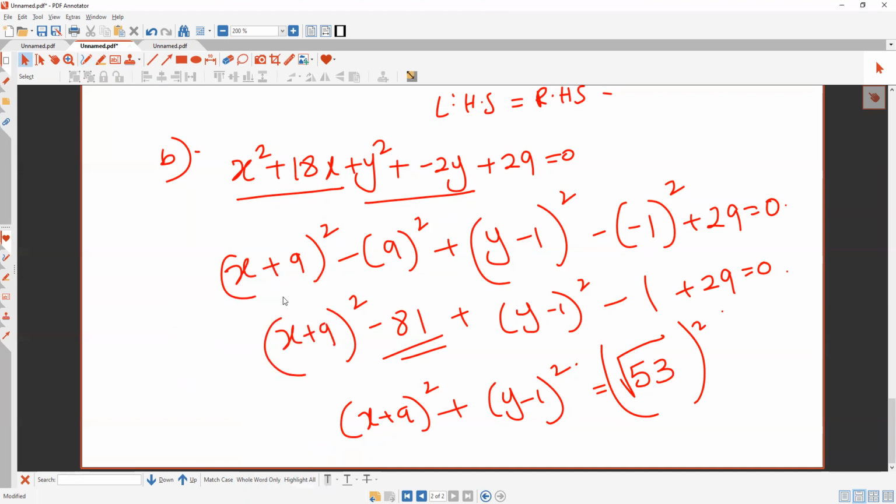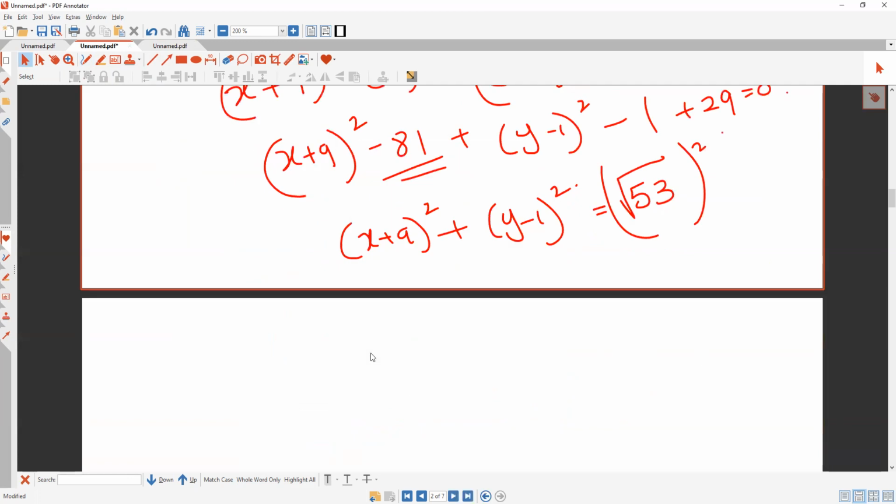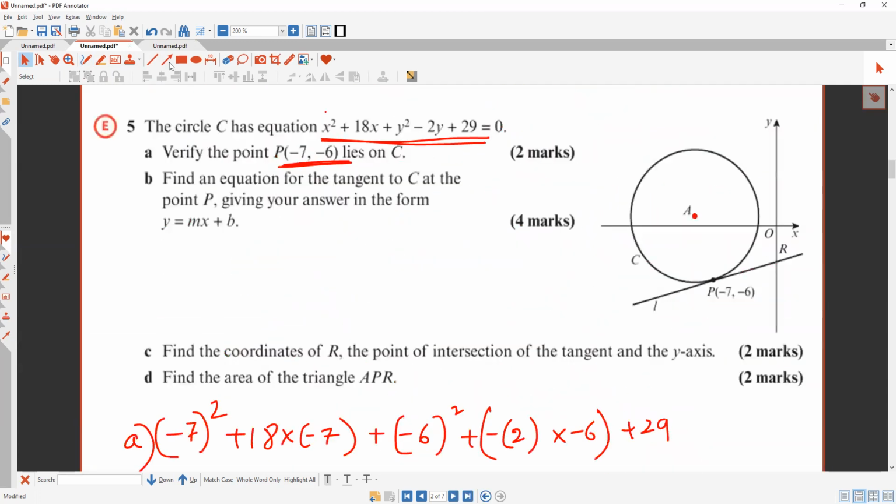Append page, yes. Fine. So what's your center? 9 comma minus 1. So your center is 9 comma minus 1 over here. Check 9 comma minus 1.